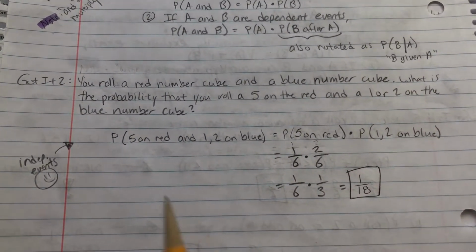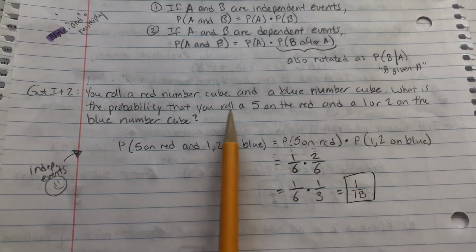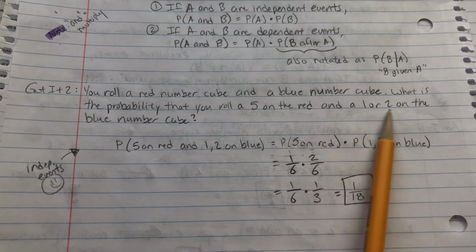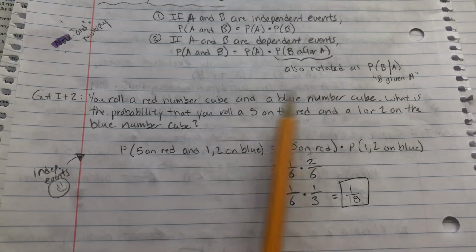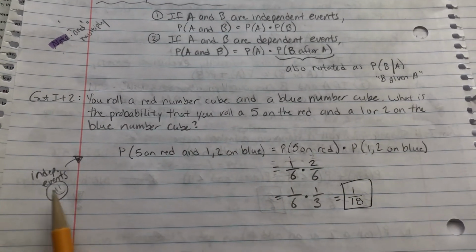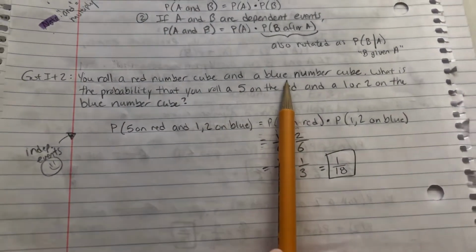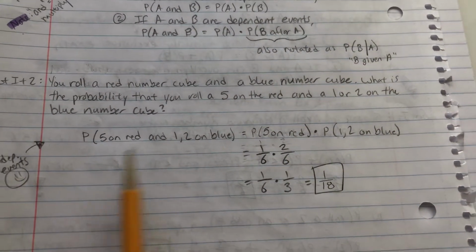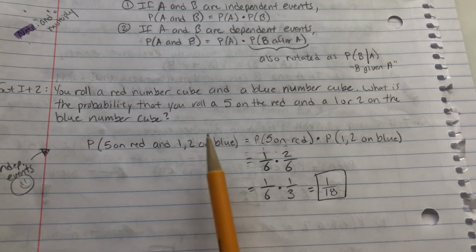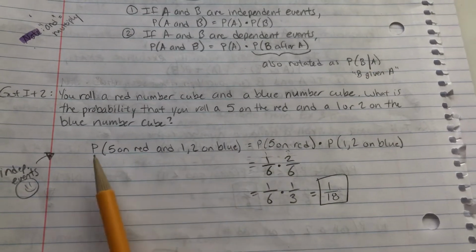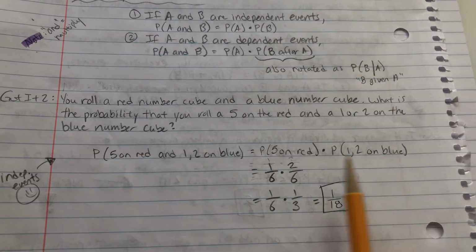For Got It 2, we're going to roll a red number cube and a blue number cube. What is the probability that you roll a 5 on the red and a 1 or a 2 on the blue? Well, we're looking for 2 different outcomes of 2 different number cubes. So these are going to be independent events. What we roll on the red is not going to affect our outcome for the blue. Okay, so you may not write these out completely like this. This is just me getting organized. Honestly, if you're looking for the 1 compound probability, you don't even need this top line. But some teachers might require it, so it is good practice.